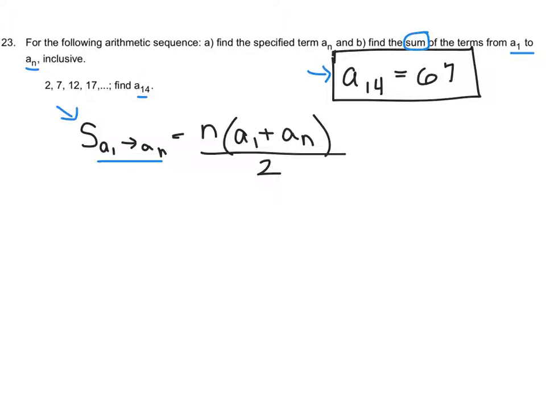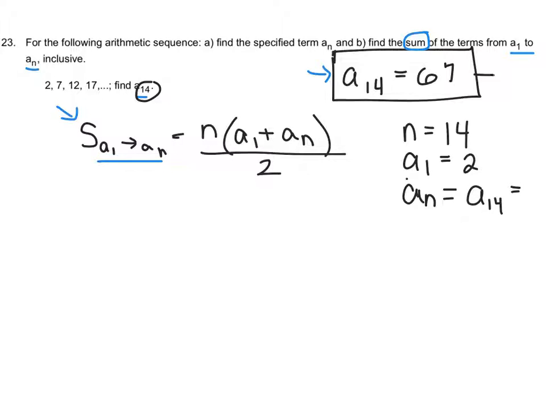Now I want to identify N, which is 14, because that's the position of the last term that I'm finding. A1 is the first term of the sequence, which is 2. AN is the 14th term of the sequence, which is A14, and we found that to be 67. Now we're going to plug those values into the formula and solve.